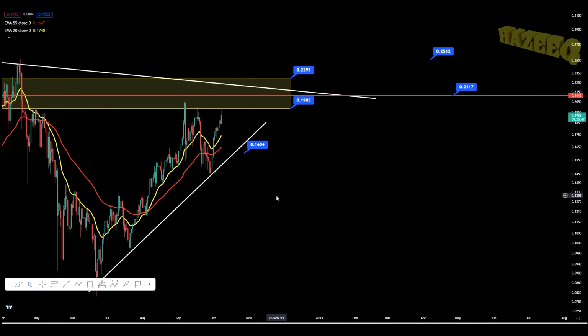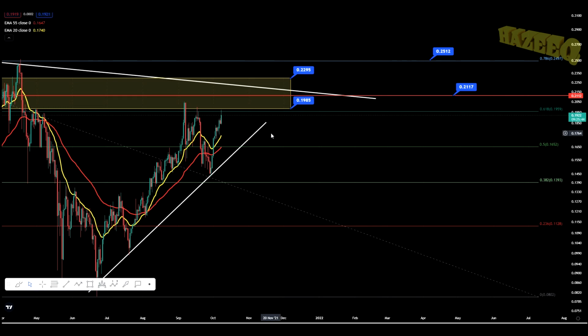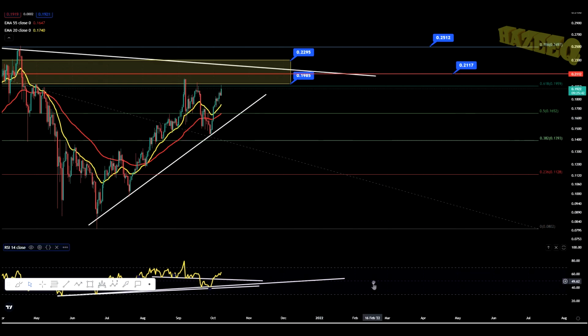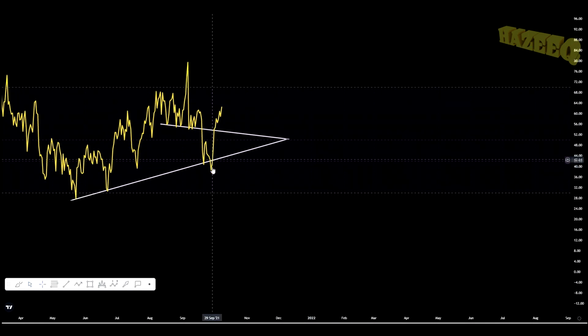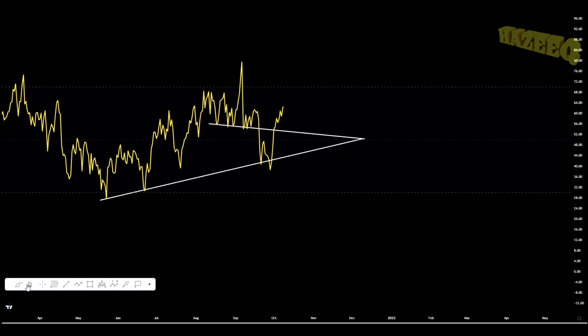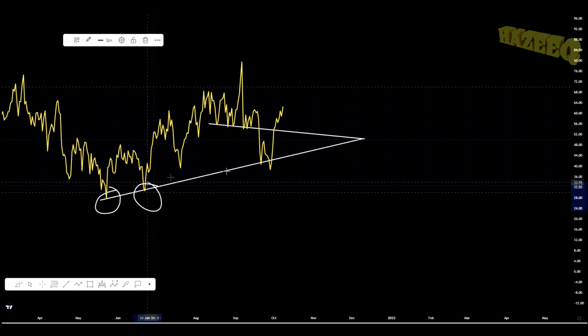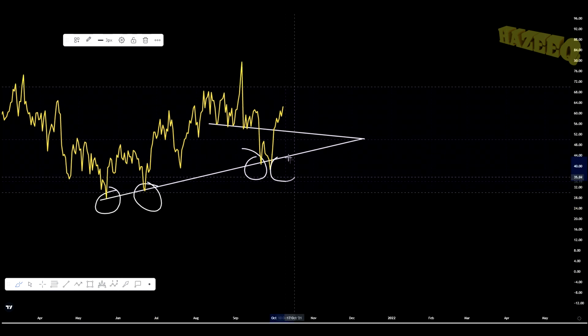I do want to jump into the RSI real quick. So you can see that we're breaking out very, very impulsively on the RSI. On the daily chart, the price action reflects that as well. And you can see that we have a couple of touches on this lower support line. 1, 2, 3, 4 touches.